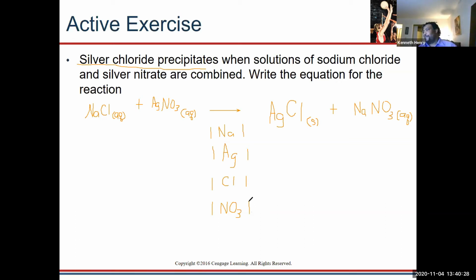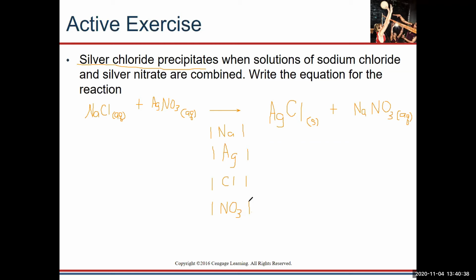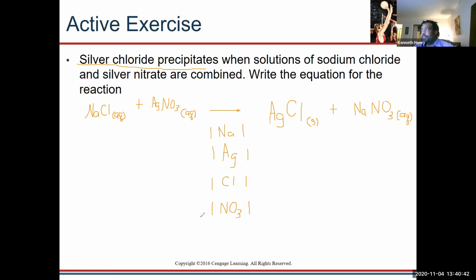Yes. Okay. So it worked out perfectly. It was balanced just by writing the right equation. Simple? Yeah. And you saw I threw something new in there. If things are moving together as a unit, you can write them that way to help you with your balancing.